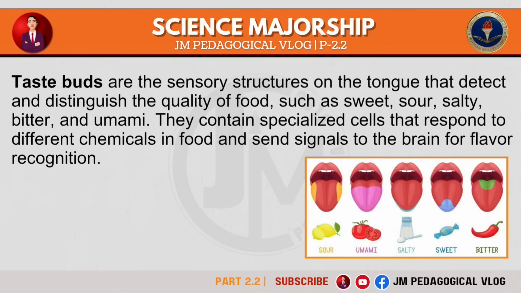Taste buds are the sensory structures on the tongue that detect and distinguish the quality of food, such as sweet, sour, salty, bitter, and umami. They contain specialized cells that respond to different chemicals in food and send signals to the brain for flavor recognition.